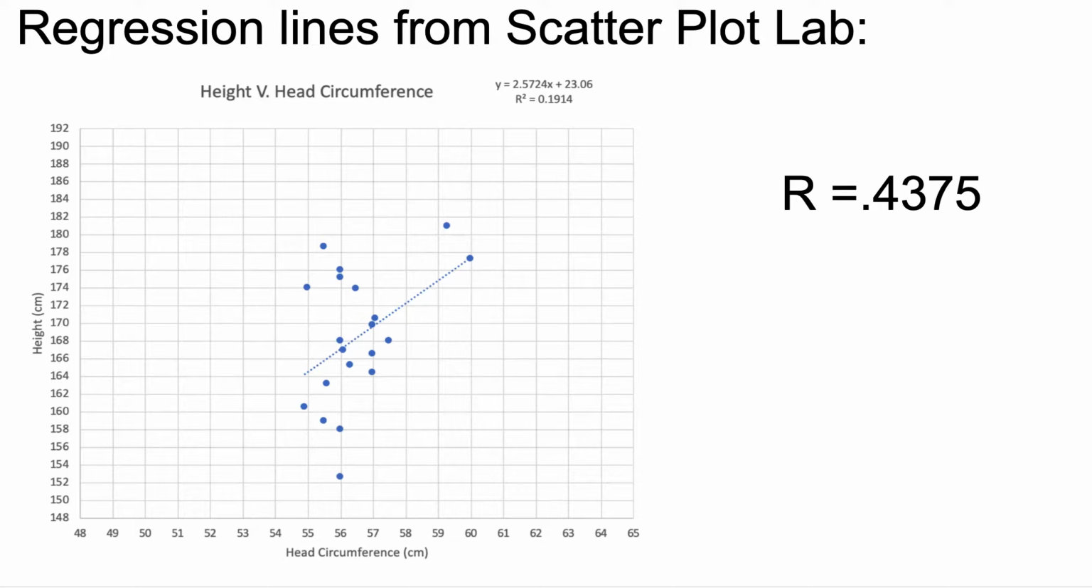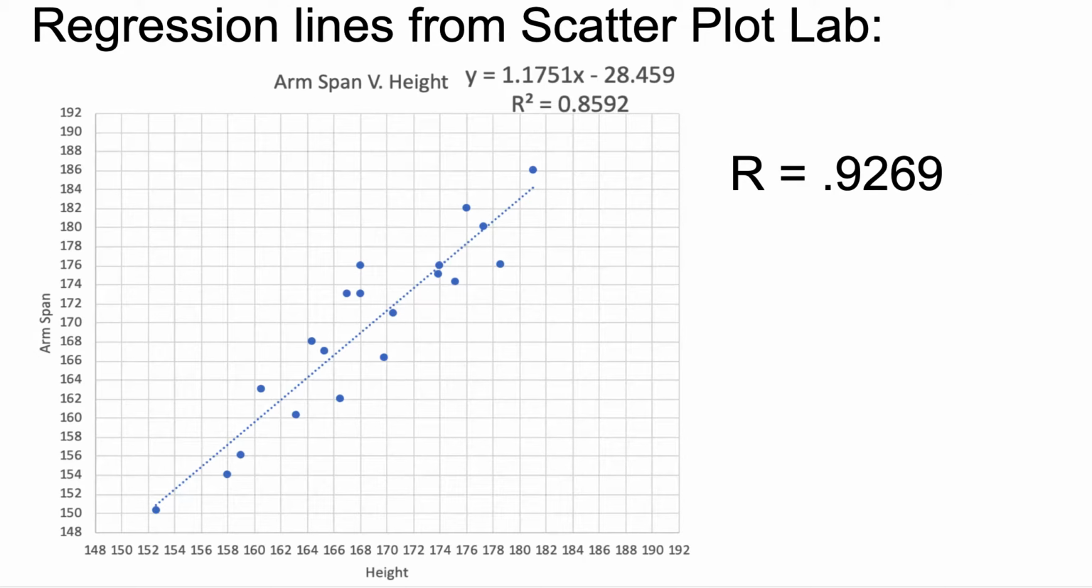So there's that correlation. Now the last one, height versus arm span, had a really strong correlation. All the dots tend to follow this dotted line you see. And when we square root the R squared, we get the correlation coefficient, which will be positive, of 0.9269. That is a very high correlation coefficient. It's getting really close to 1. This is a really strong correlation.